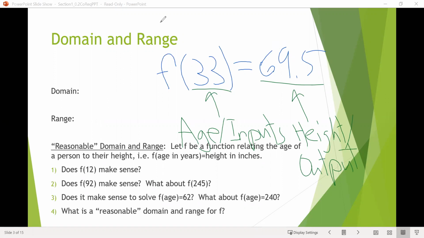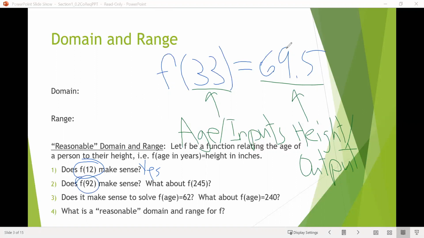All right, so with that in mind, let's think about what a reasonable domain and range, or what would be reasonable to use as inputs and outputs here. So first of all, does it make sense to do f of 12? Would it be reasonable to input 12 to this function? Hopefully you're saying yes, right? Because there are people out there in the world who are 12 years old, so it makes sense to input a 12-year-old's age and find the height.